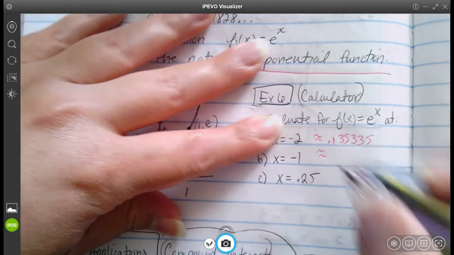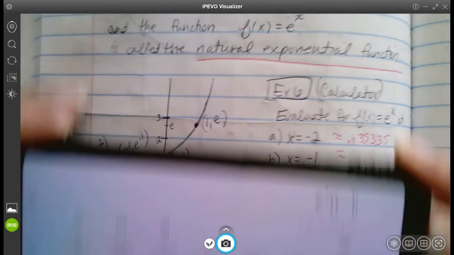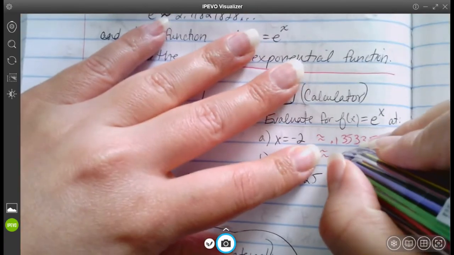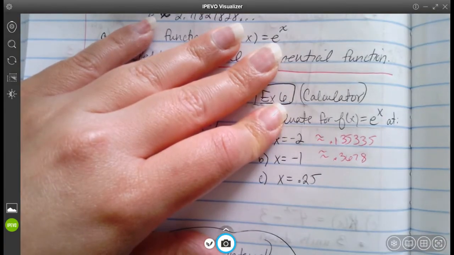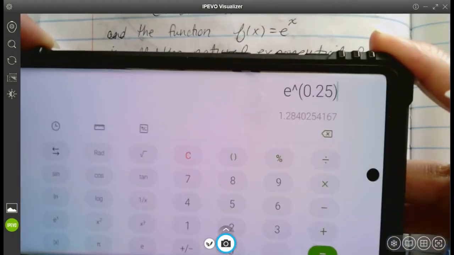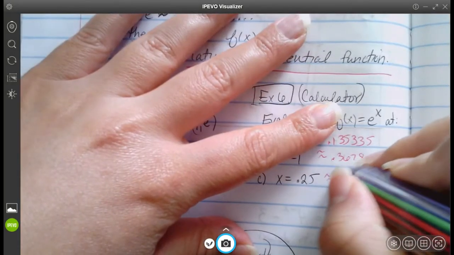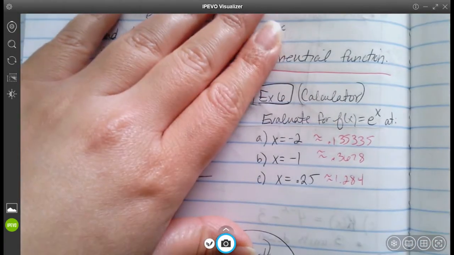The next one, you do the same thing, but you put in the next number. So I'm getting this value, 0.3678, and the last one, 0.25. Here's what it looks like. Okay, 1.284. So, just basic calculator skills, nothing too fancy here.